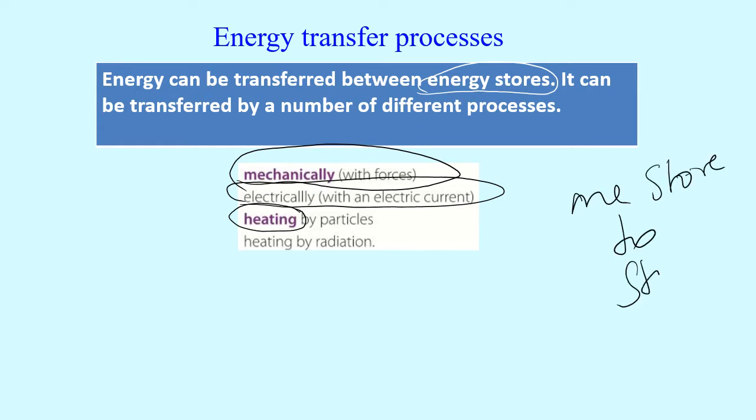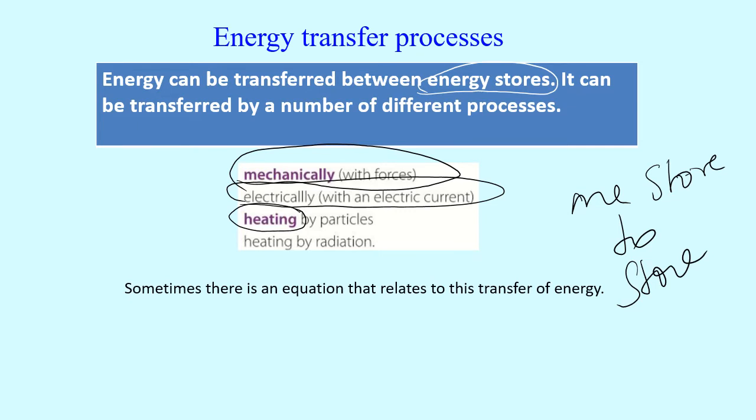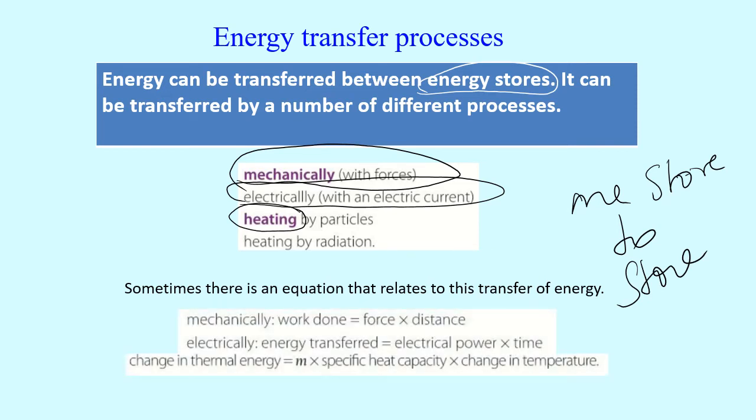I'm just emphasizing the importance of the word store there. The three ways in which energy can be transferred from one store to another are: 1. Mechanically, 2. Electrically, and 3. By heating. Now all these have equations related to them, and you have come across all these equations before.